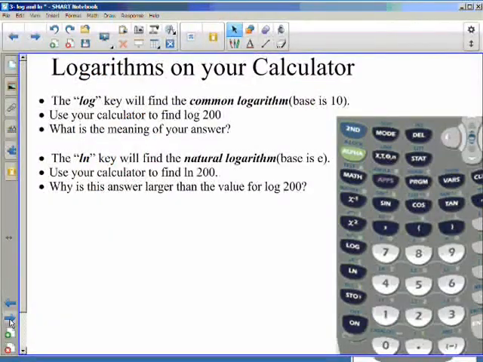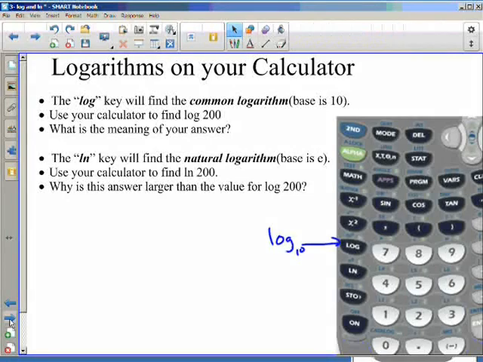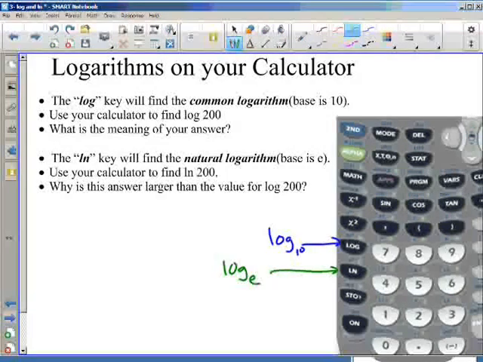So the log key that you'll find on your calculator right here, log, is log base 10, and the log key you see here, ln, is log base e, and they're so useful that they have their own key. If you look at the blue key above it, the blue key on this one, the second function of log is 10 to the x, and of course e to the x.